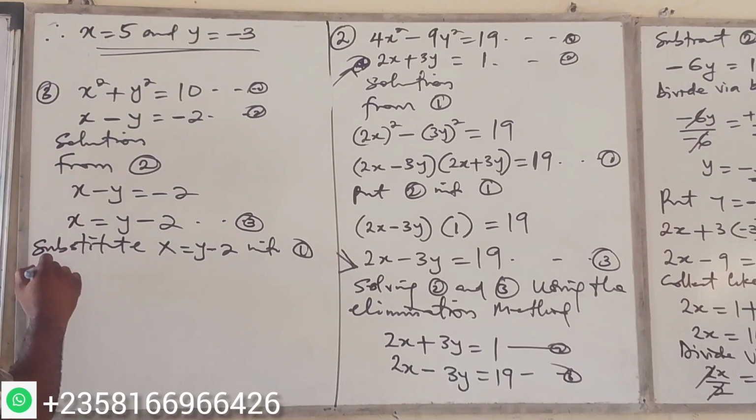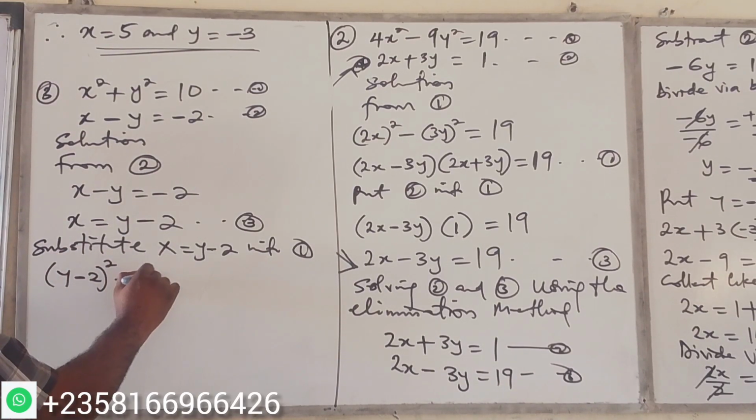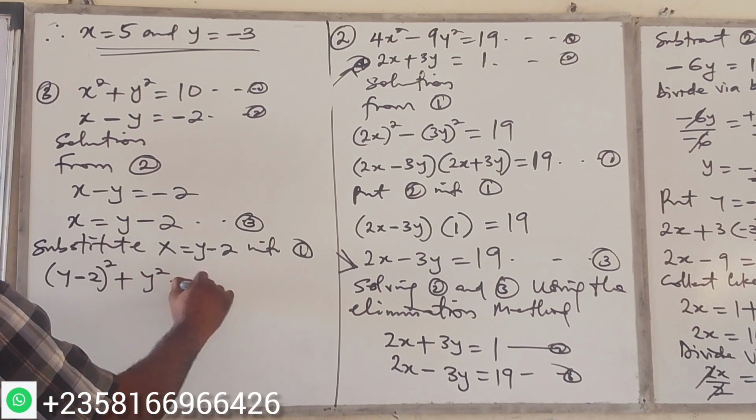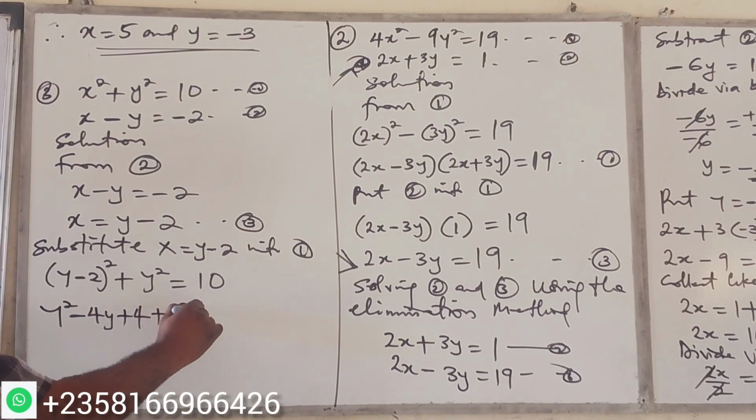In equation 1, we have x squared. That's y minus 2 all squared. We have plus y squared is equal to 10. Yes, it's equal to 10. So if you expand this, you have y squared minus 4y, then here we have plus 4, then plus y squared is equal to 10.